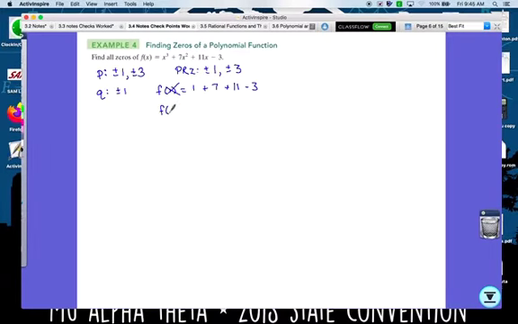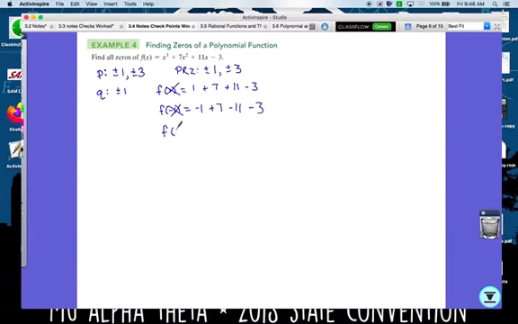We try negative 1. Negative 1 cubed is negative 1. Negative 1 squared times the 7 gives me plus 7. Negative 1 times 11 gives me minus 11. And then the minus 3. Turns out this one's not going to work either, because it ends up giving me negative 8, so that one doesn't work.